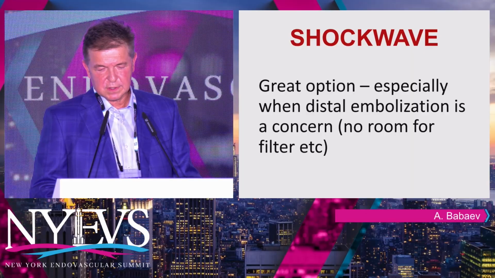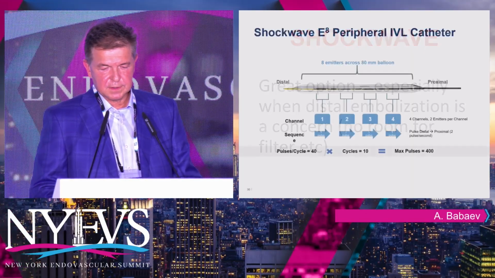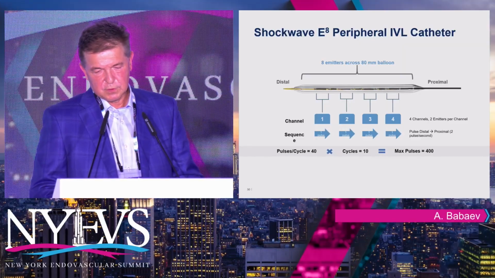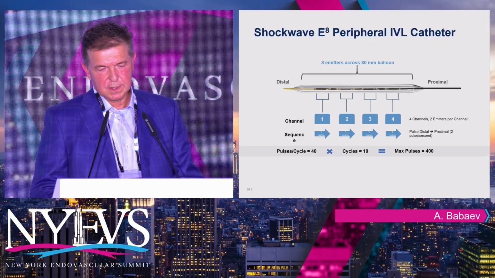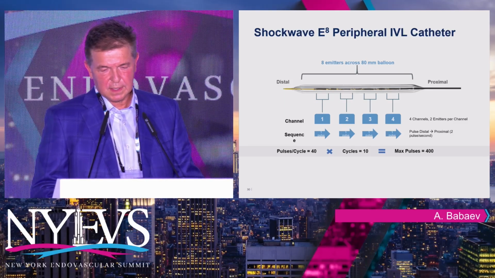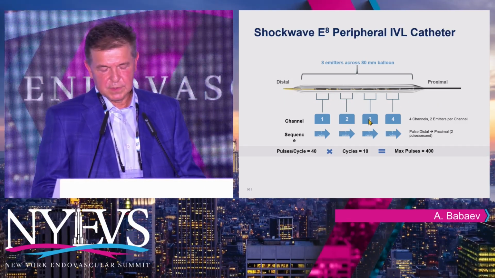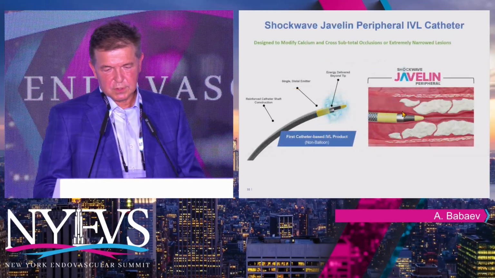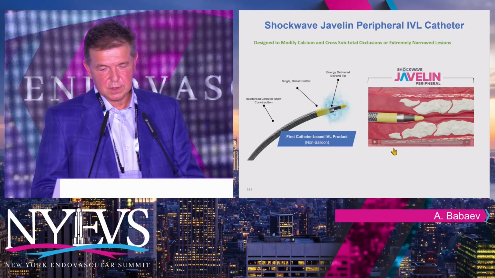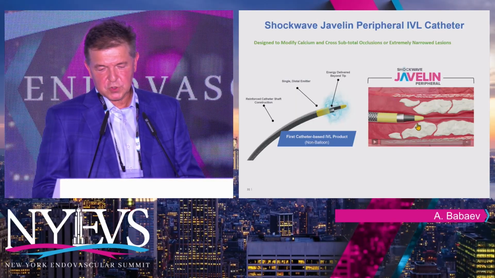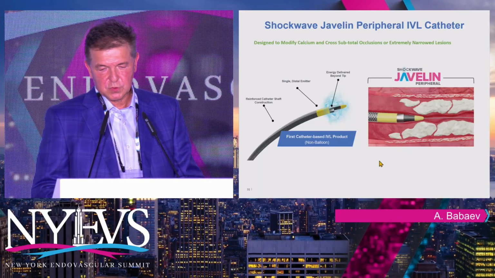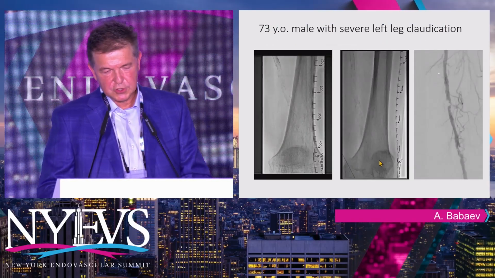Another option that we have now besides atherectomy is Shockwave, which is a great option, especially when distal embolization is a concern and there is no room for a filter. This is the device that I use almost exclusively in the SFA right now. It's the Shockwave E8 catheter, which has 8 emitters and provides uniform emitting of the shockwave throughout the whole balloon. There is another kid on the block. It's called the Javelin catheter. It has a shockwave emitter right at the tip, and it helps you cross subtotal occlusions in very challenging calcified lesions.